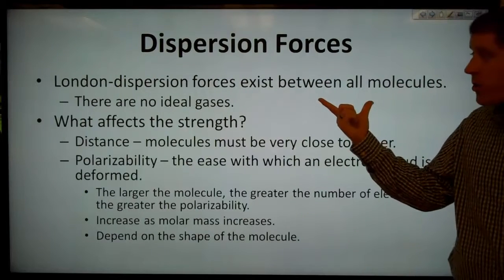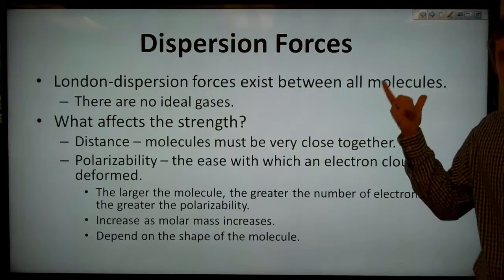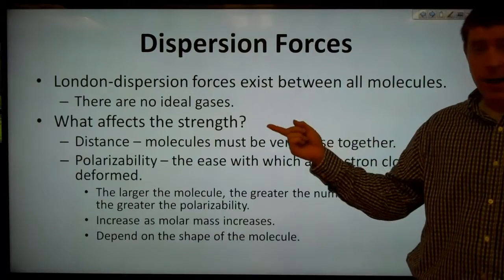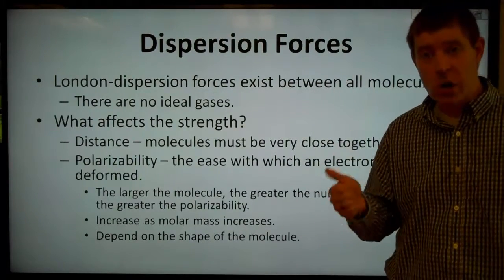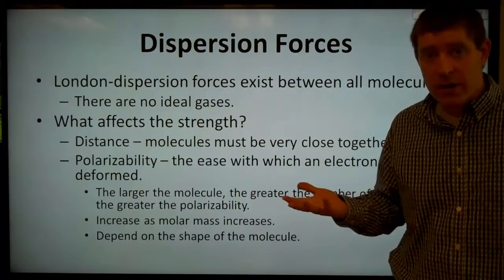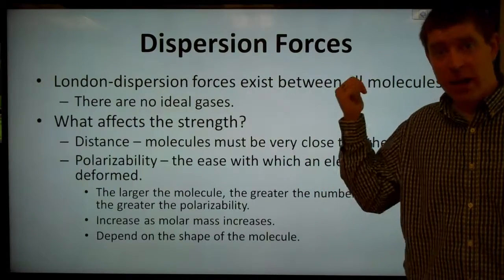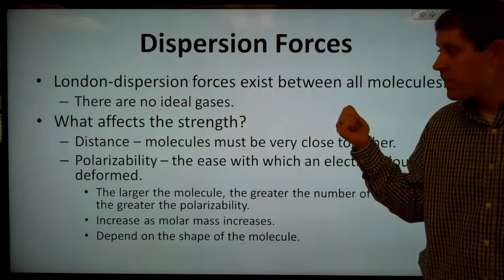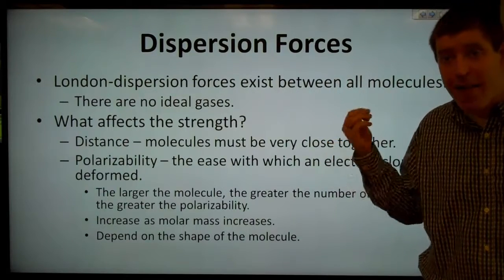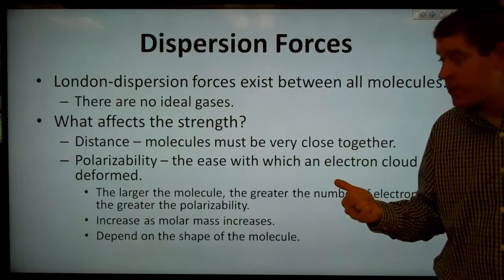So London dispersion forces exist between all molecules, and this means that there are no ideal gases, because an ideal gas has no attractive forces. But there can't be any molecules that don't have dispersion forces. So there can't be any ideal gases. Every gas has to be a non-ideal gas.